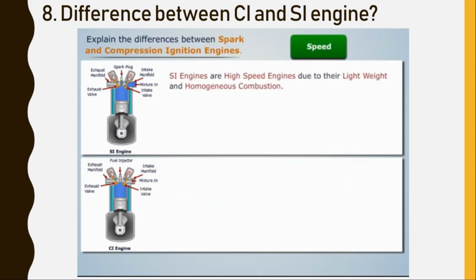Spark ignition engines are high-speed engines due to their lightweight and homogeneous combustion, whereas compression ignition engines are low-speed engines due to their heavy weight and heterogeneous combustion.